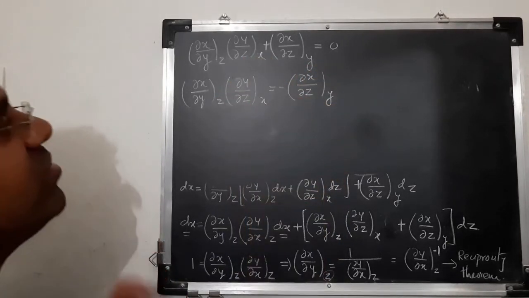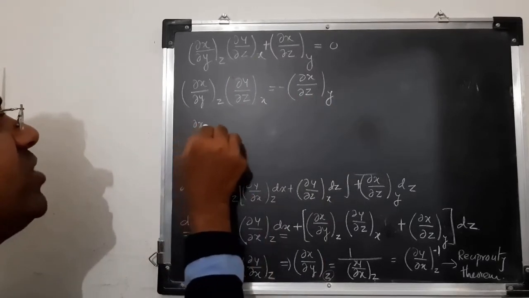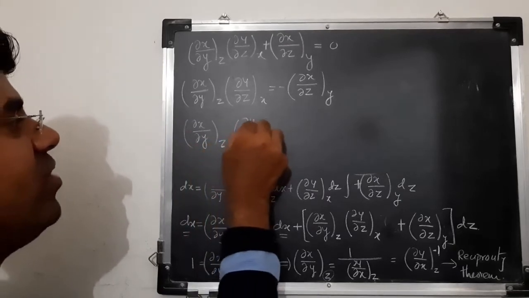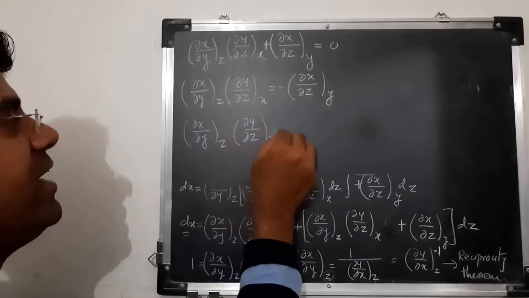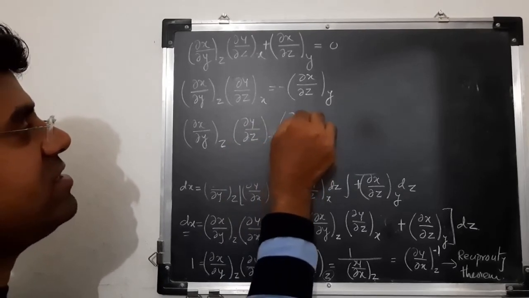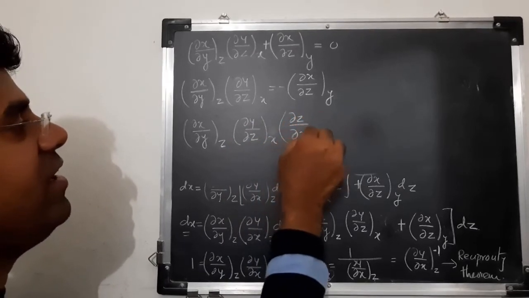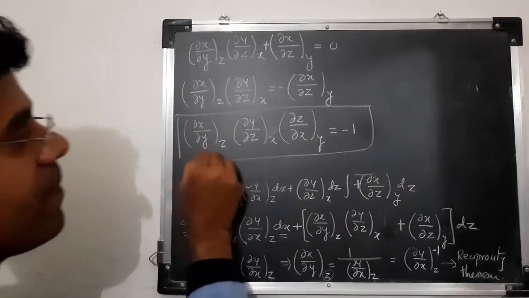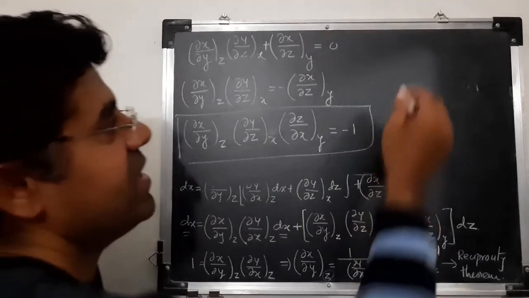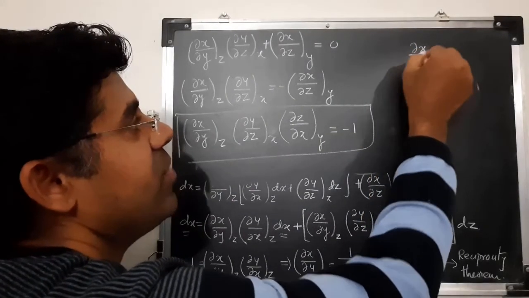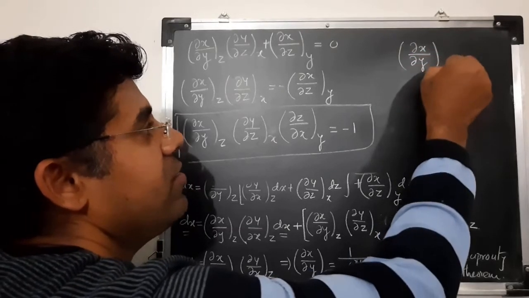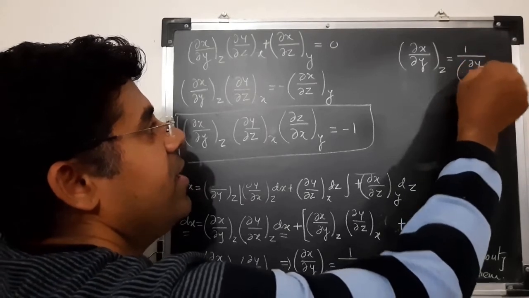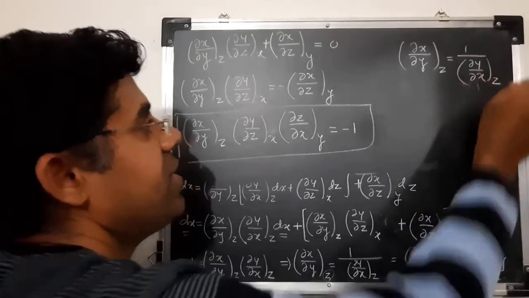I will take this term again here, so that is nothing but ∂x/∂y (z), ∂y/∂z (x), and this is ∂z/∂x (y), which is equal to minus 1. And the first theorem is what? ∂x/∂y (z) is nothing but 1 divided by ∂y/∂x (z).